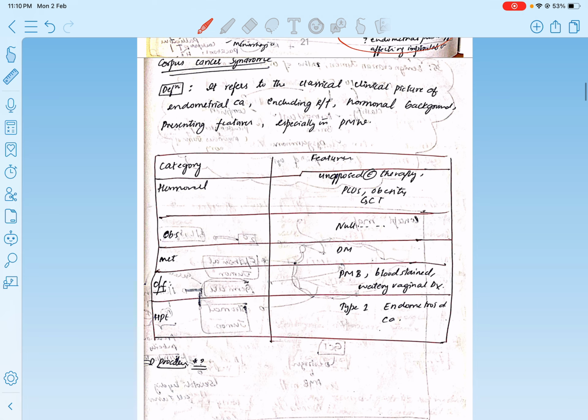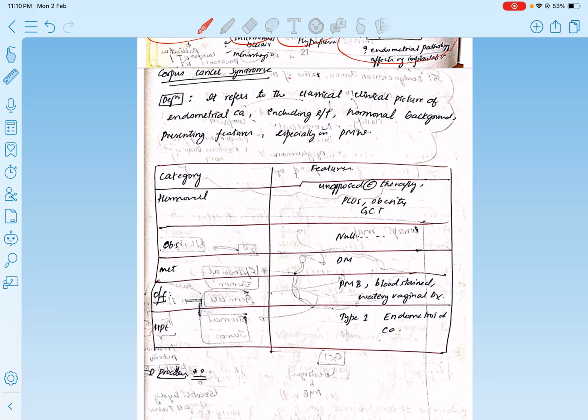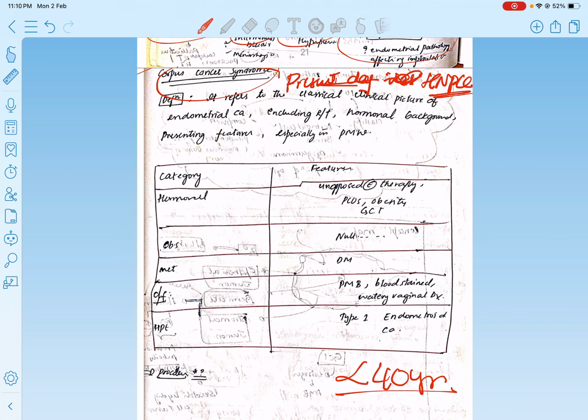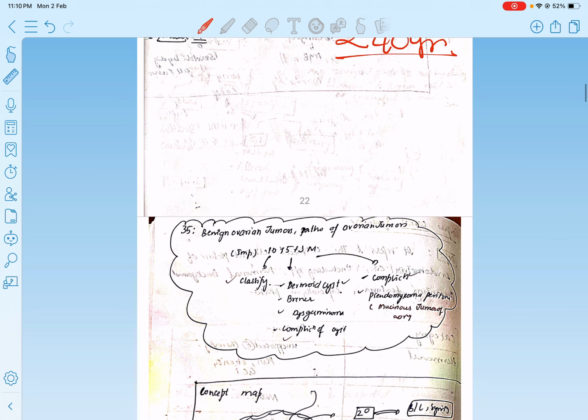What is corpus cancer syndrome? So this is nothing but the present day... I hope you know that there are genetic syndromes. For example, in some condition, if endometrial carcinoma is present in less than 40 years, then you need to also expect some other carcinoma like colorectal carcinoma, which comes under some other syndrome. So before they diagnosed this syndrome, they named it as corpus cancer syndrome. Okay, so these type of questions are reduced now.